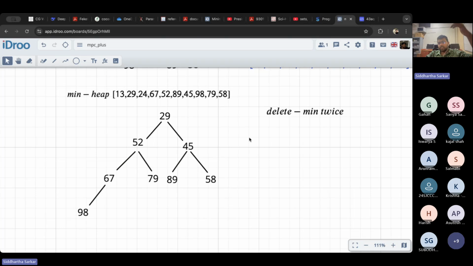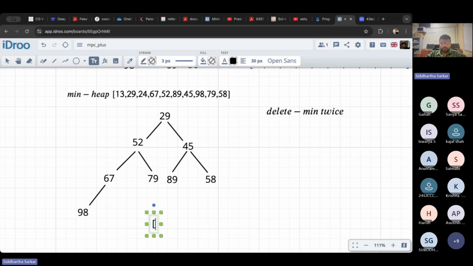So we're always deleting at the root. So we are always deleting the min. We can write this in terms of the list representation, layer wise or level wise.